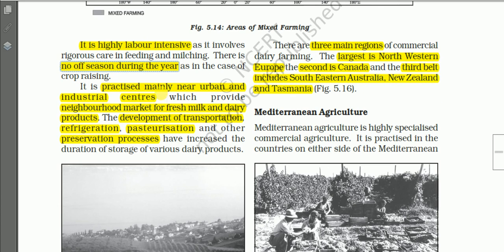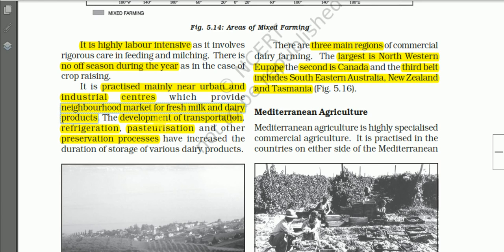And so dairy farming is practiced mainly near urban and industrial centers, which provide a neighborhood market for fresh milk and dairy products. This type of farming is mainly practiced nearby big cities, urban centers and industrial centers, because they provide a good market, and if it is practiced nearby, then farmers can provide fresh milk also.